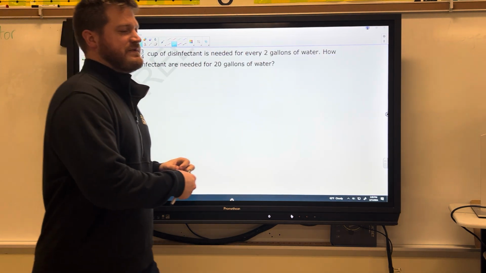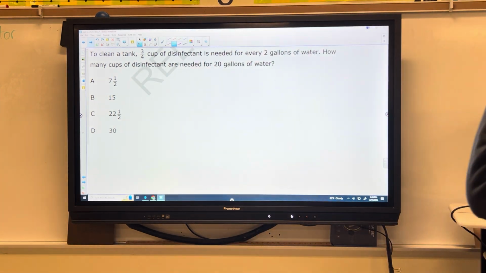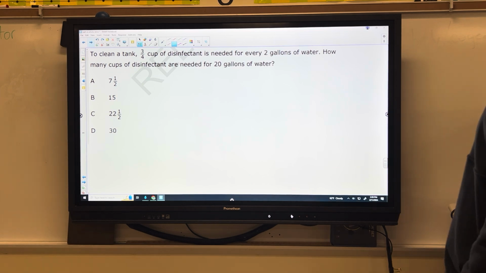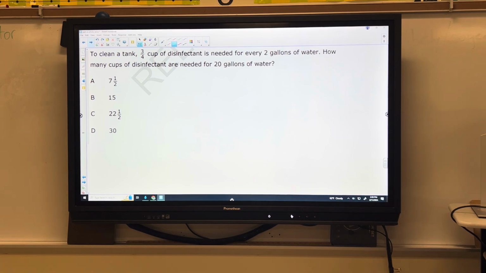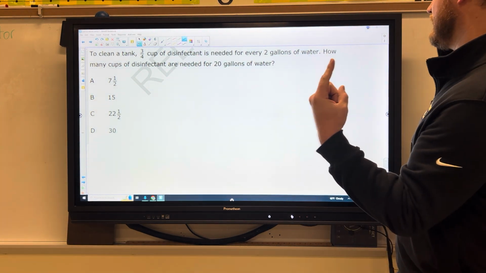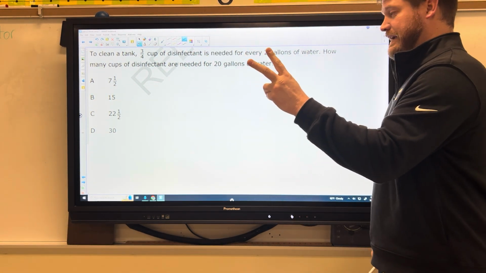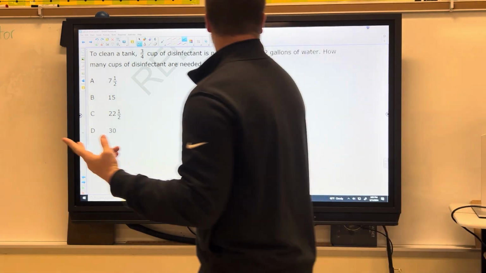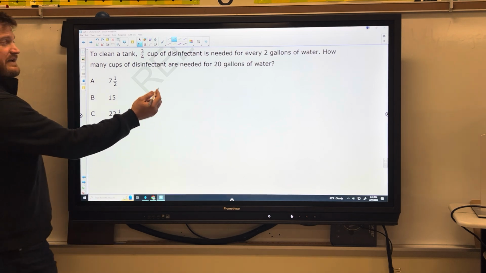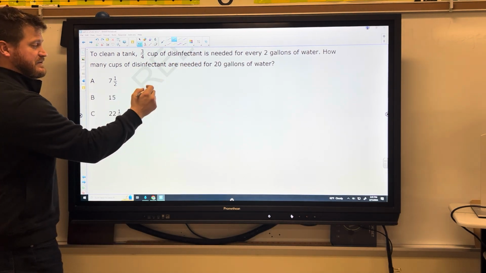All right, another example we've seen before. Read it to yourself. Ask yourself, what is the ratio, part to part or part to whole? To clean a tank, 3/4 cups of disinfectant is needed for every 2 gallons of water. How many cups of disinfectant are needed for 20 gallons of water? We're dealing with disinfectant and we're dealing with gallons of water. It doesn't ask for a total amount of anything different, so this is going to be another part to part. So I'm comparing disinfectant to water, so we can make a ticket here.